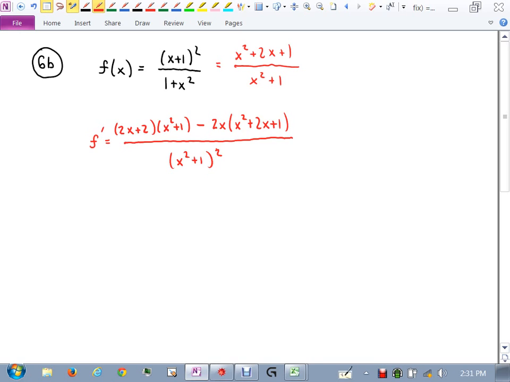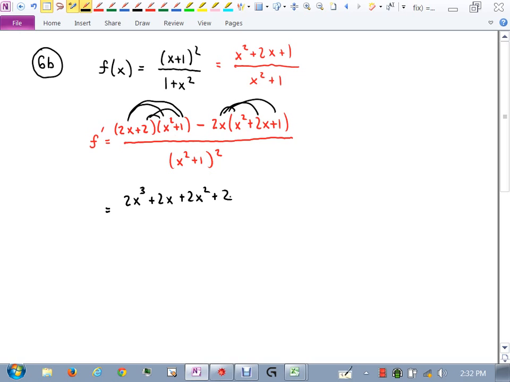And at this point, I've got some algebra to do. So I've got to distribute or expand this out here, and then over here do that. Start collecting all my like terms together. So 2x cubed plus 2x plus 2x squared plus 2.